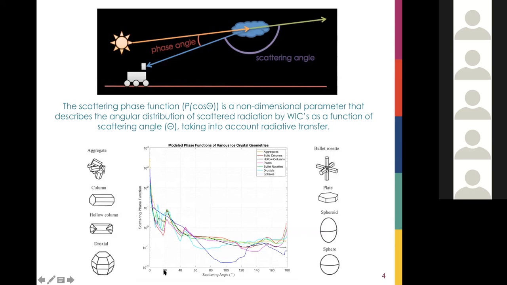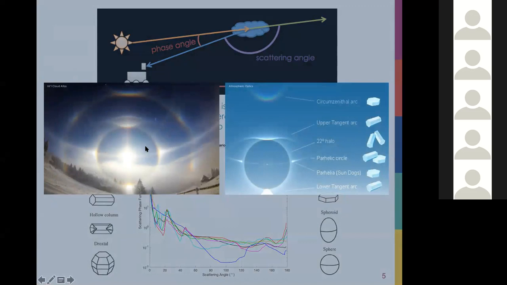And another really cool thing with the phase function is that you see certain peaks at different scattering angles. And these correspond to different optical phenomena that we see here quite commonly on Earth, like the 22-degree halo and 44-degree halo parhelia arcs. All of these are caused by different geometries and orientations, and there's something that we've not yet seen on Mars. So that tells us that maybe something else is going on. Maybe there's another dominant geometry in the clouds on Mars, and it's worth investigating.